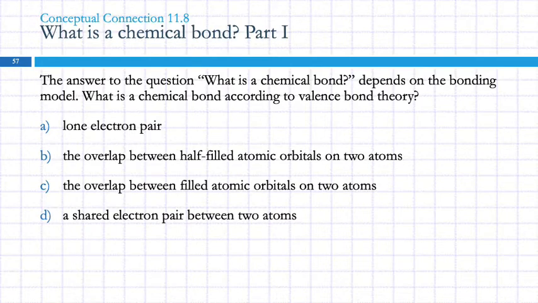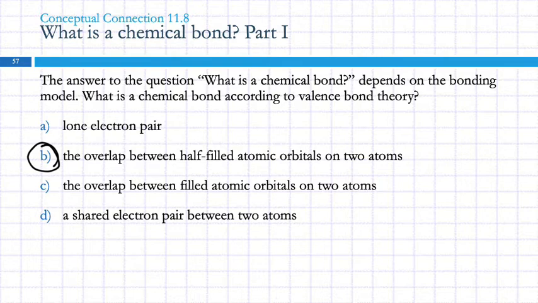So the answer to the question, what is a chemical bond, will depend on the bonding model you're using. So according to valence bond theory, what is a chemical bond? A lone electron pair, the overlap between half-filled atomic orbitals on 2 atoms, the overlap between filled atomic orbitals on 2 atoms, or a shared electron pair between 2 atoms. It's B. It's the half-filled. We get the overlap of half-filled orbitals, and then we get a pair of electrons.